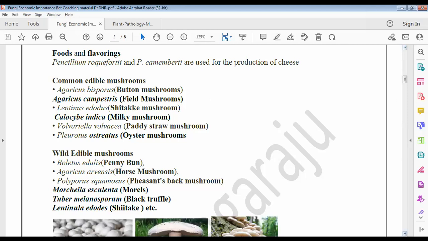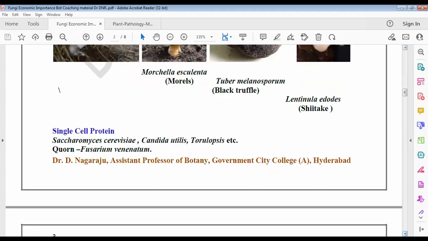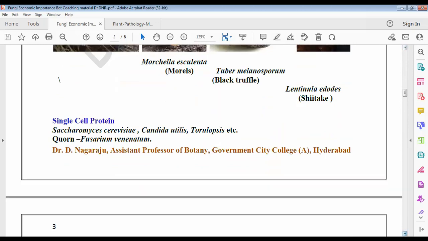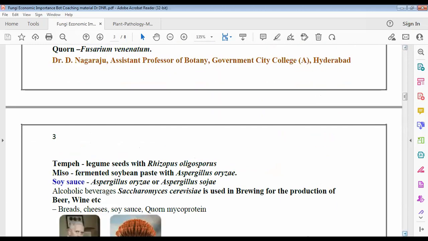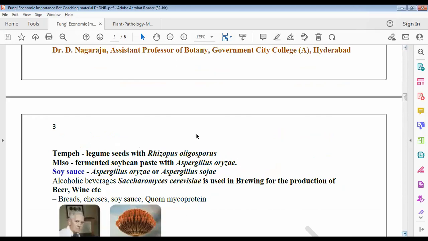And you know the single cell proteins. Yeast, Saccharomyces cerevisiae, Candida, Torulopsis, Candida, so many single cell fungi are used in single cell protein production. That means having a single cell, it has rich protein resources. That's why we call it single cell proteins.